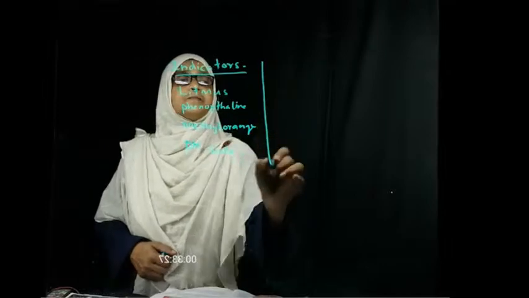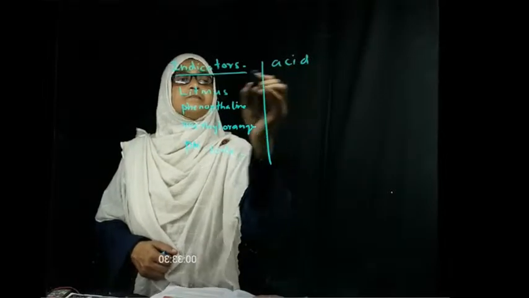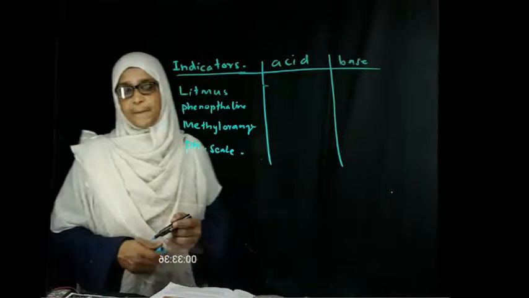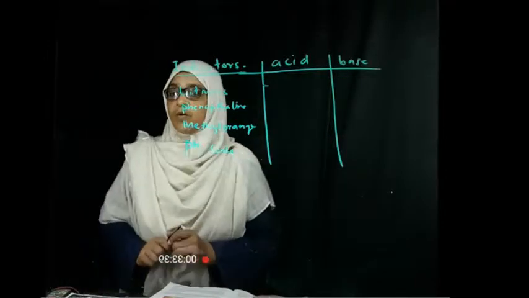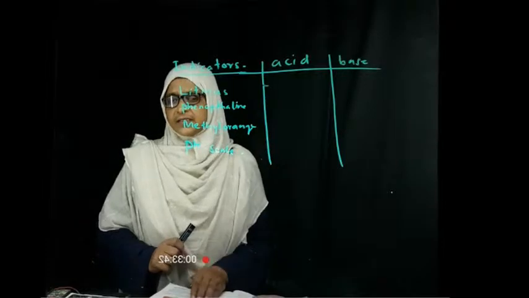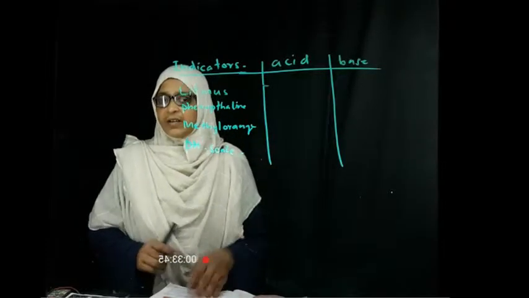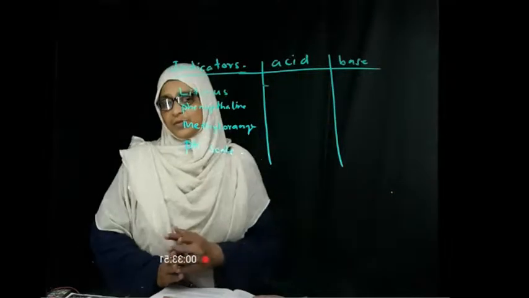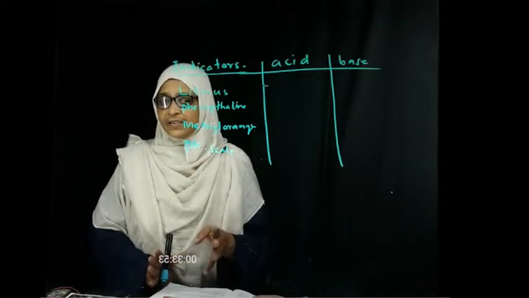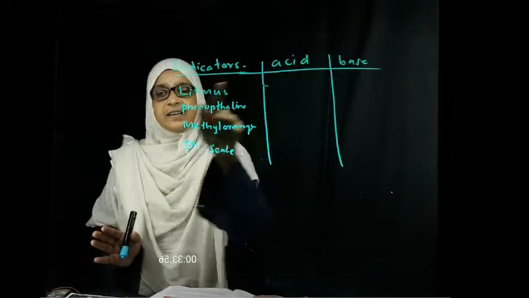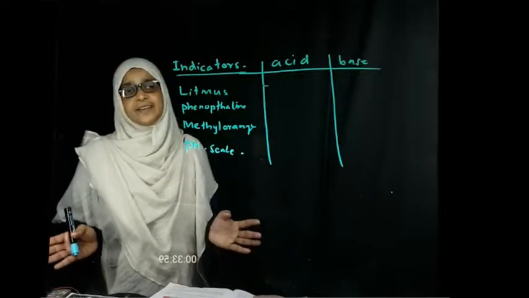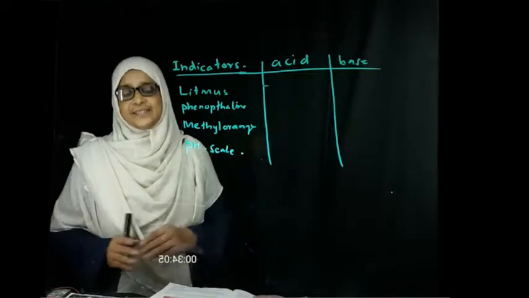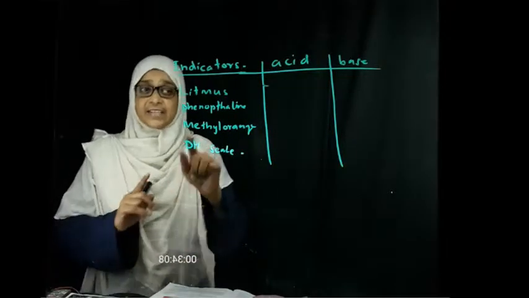Acid. Base. Always the acid, red side. The base, blue. Blue and red are the two main colors in indicating the acid or base. So, very easy to remember, blue is base. Blue side is base, except phenolphthalein.